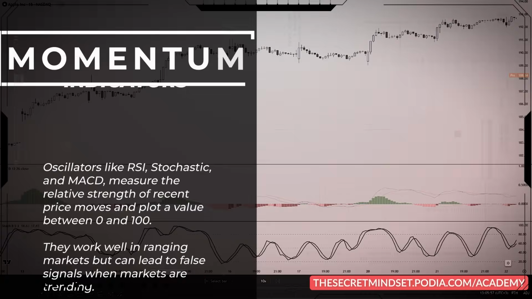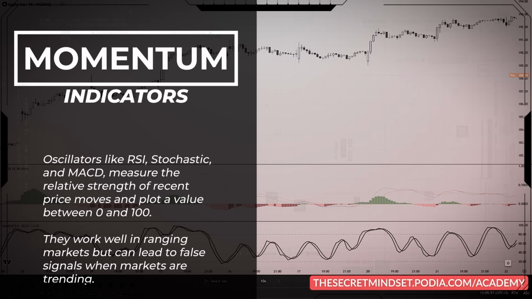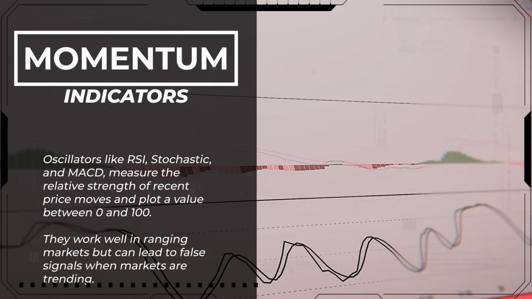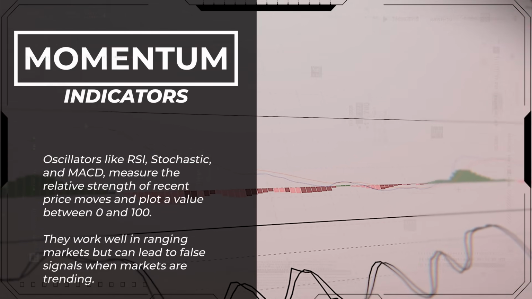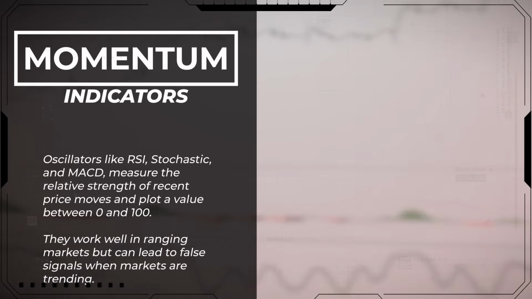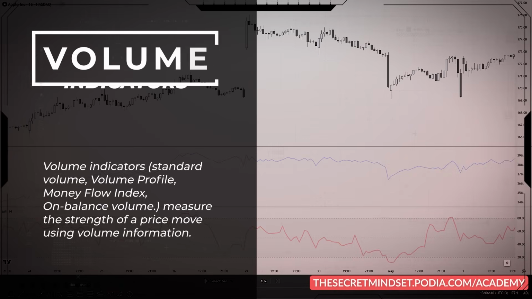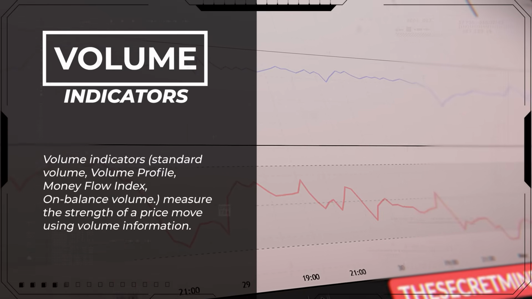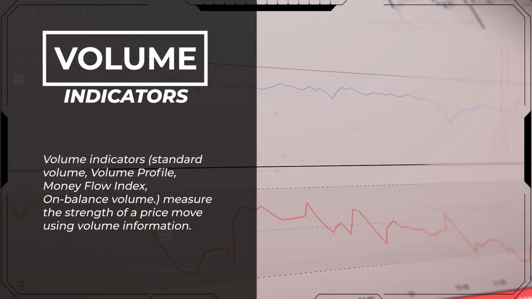Momentum indicators, also known as oscillators, measure the relative strength of recent price moves and plot a value between 0 and 100. They work well in ranging markets, but can lead to false signals when markets are trending. RSI and MACD are the most popular oscillators. Volume indicators measure the strength of a price move using volume information. You can use the standard volume, money flow index, or the on-balance volume.